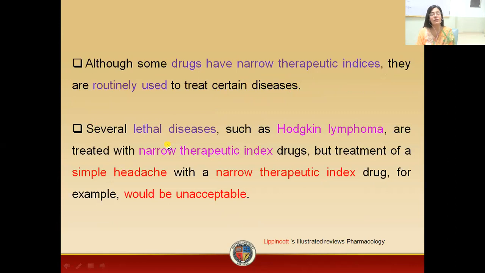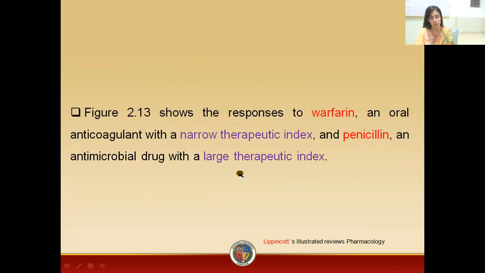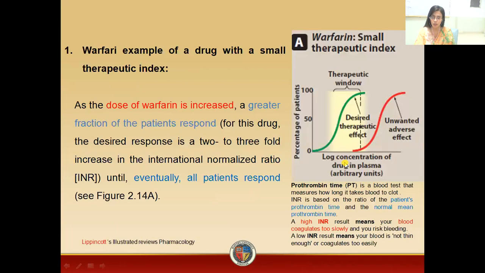So drugs with narrow therapeutic index are also routinely used. For example, we have discussed Hodgkin lymphoma, but for simple conditions, for simple diseases like headache, drugs with narrow therapeutic index are not acceptable. So here we have examples of warfarin, which is an anticoagulant, and penicillin, which is an antimicrobial agent. Warfarin has narrow therapeutic index and penicillin has large therapeutic index.